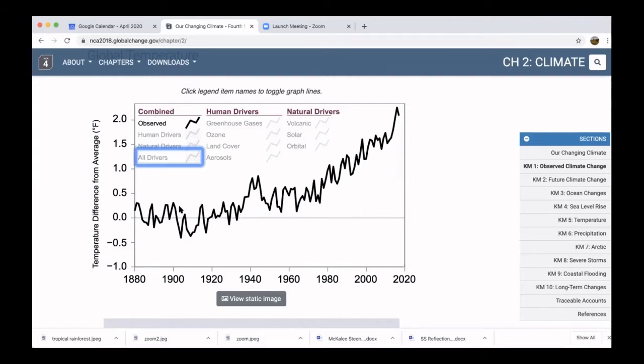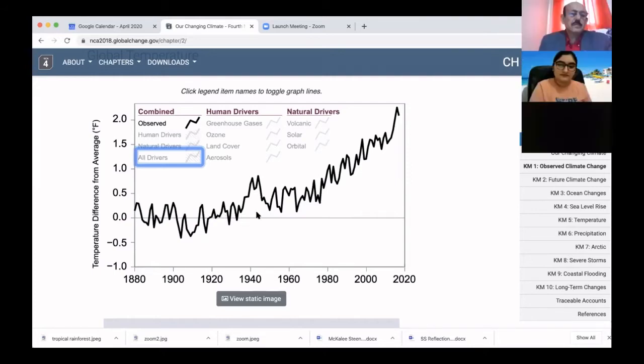So you can see, we're close to average, and then we start to go up, especially in the second half of the 20th century. And superimposed on this long-term trend, you see all of these little wiggles. So then what you can do with this animation is you can take a look at both the natural and the human drivers of climate variability.